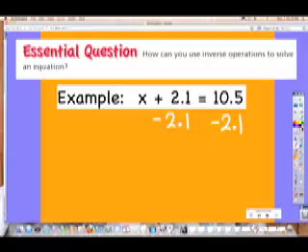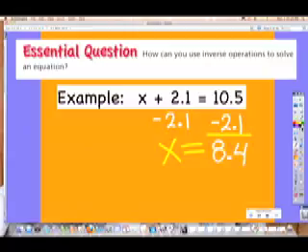Okay, next. Yes, you can use your calculators, but kind of no. You can do this in your head. Guys, 10.5 minus 2.1. 8.4. Yes! Shout it out. What is it? 8.4.